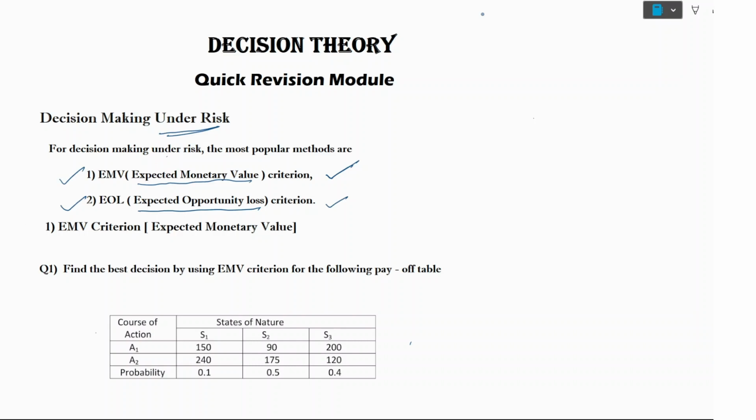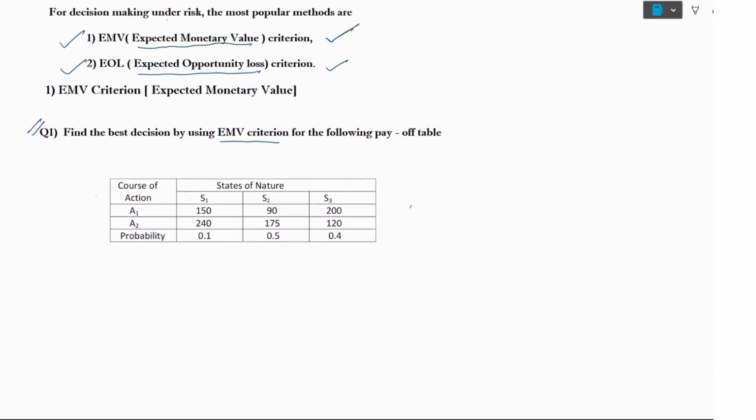Now here first we will discuss the question. We will consider the first question, that is find the best decision by using EMV criteria for the following payoff table. By this condition, we have to optimize the expected payoff. Now see here what is given in the question: the courses of action and states of nature, and also there is a probability of each state of nature. That is, for S1 it is 0.1, S2 it is 0.5 and S3 it is 0.4.